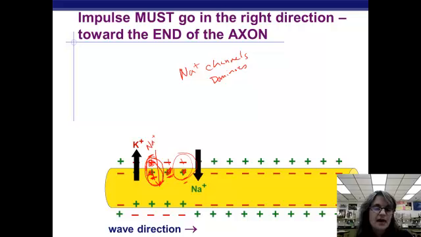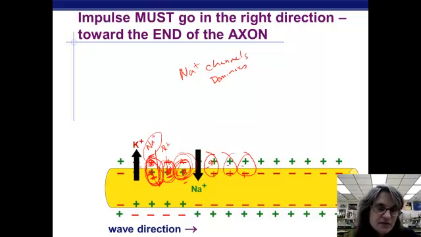This change in polarity will cause this channel to open right here, and sodium will flow in here. And then that change in polarity will cause this sodium channel to open, and a change in polarity will now cause this one to open, and that one to open, and that one to open, and we will flop the polarity all the way down the neuron. Okay?